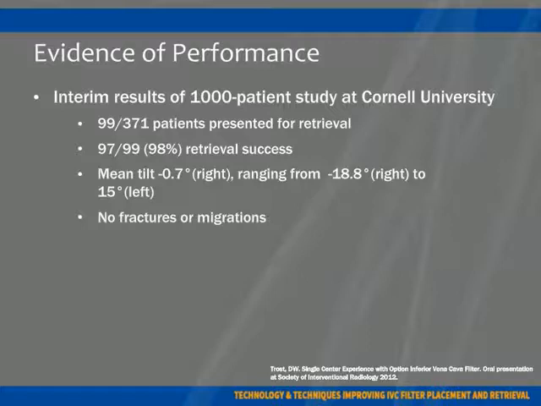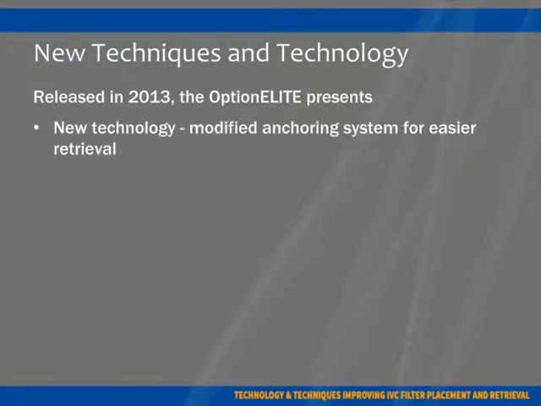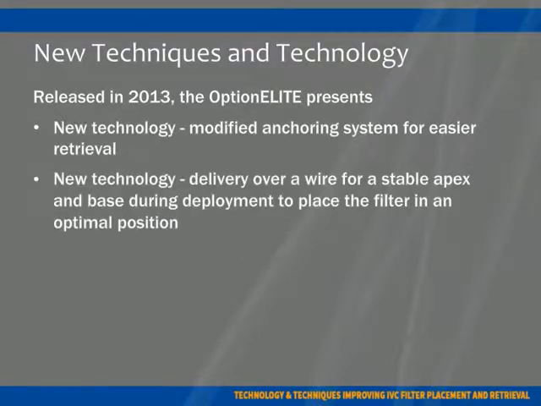98% retrieval success, which I think is really good. And in these studies, the tilt was very minimal. So we know that in real life, other people have seen more tilt, but we do think there's a new technology that makes retrieval easier. The fact that you can deliver it over the wire may help you when you're coming from the left groin or the left neck.